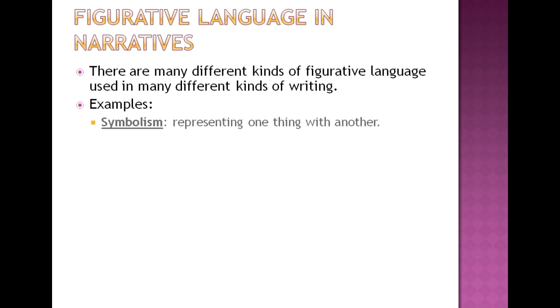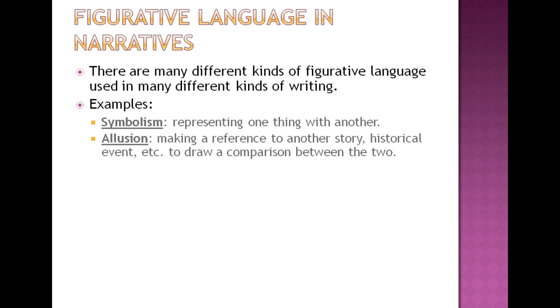You have symbolism, where you can represent one thing with another. For example, maybe hope has been represented with the sun rising all the way through the story. So yellow or the sun then become a symbol for the feeling of hope. Allusion is referencing another story or historical event to draw a comparison between the two. If your really nerdy character thinks Avada Kedavra at the bully who's picking on him, that's an allusion to the Harry Potter series.